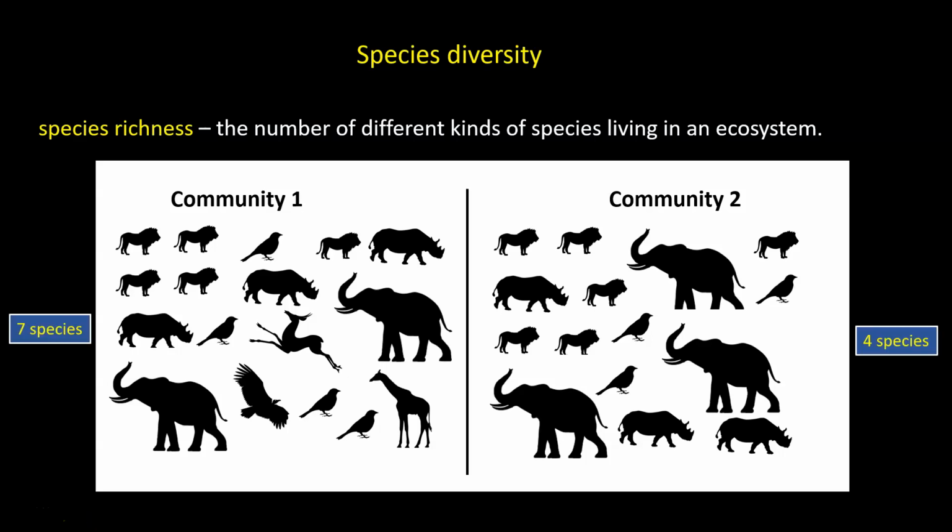If you've done this, you'll find that in Community 1, there are 7 different types of species, and in Community 2, there are 4 different types of species. Community 1, therefore, has a higher species richness than Community 2. However, this really doesn't tell us anything about how many members of each species are present.